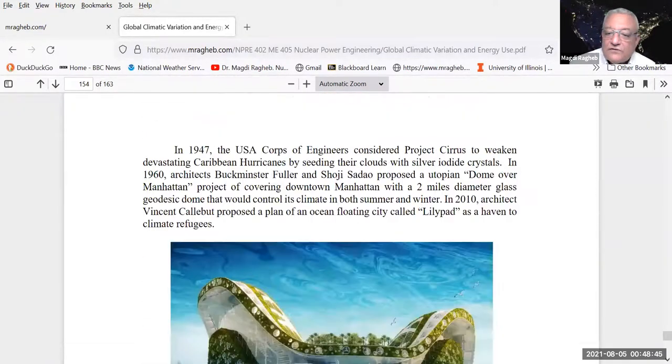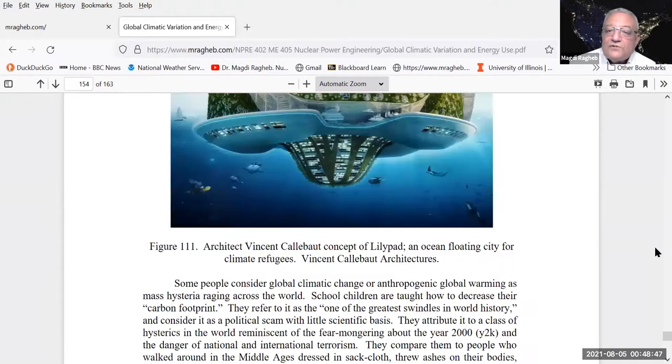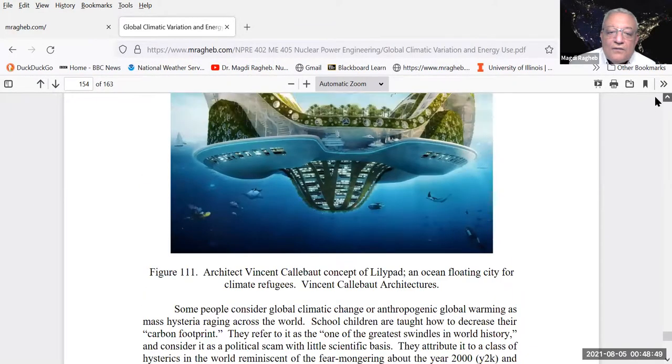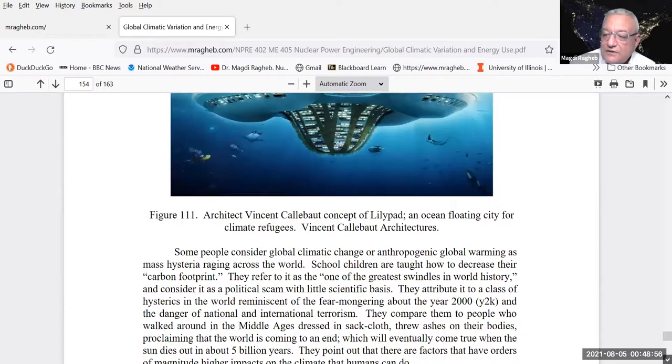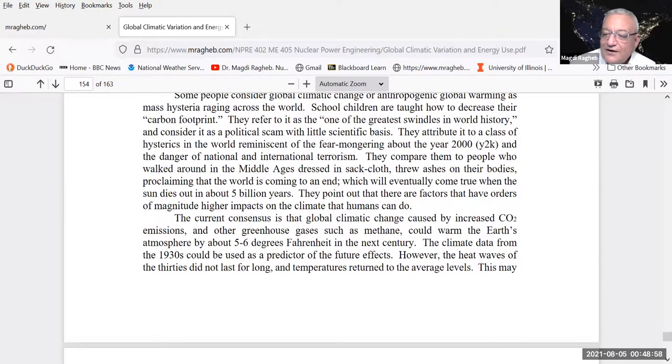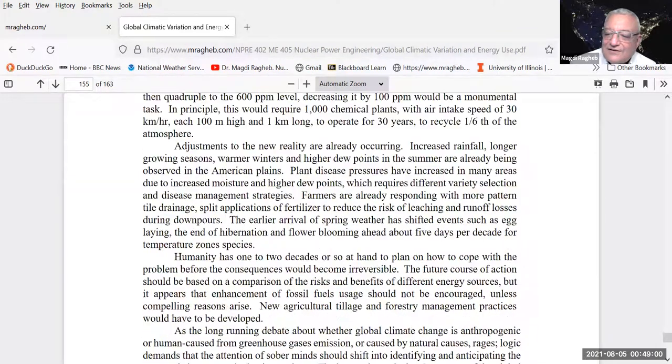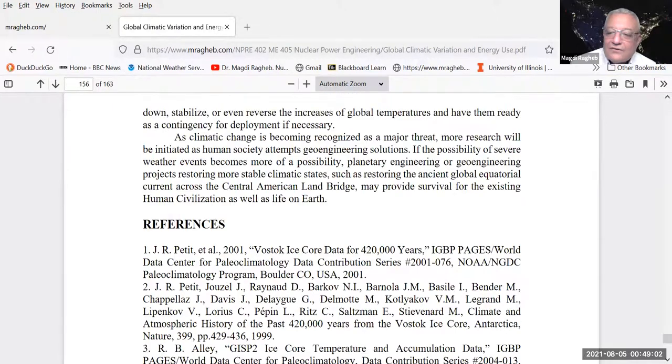American states in general. Some people have dreams about creating basically lily pads in the ocean, and this is very far-fetched. The best thing to do is to stop the damage that as humans we are causing to humanity in general.